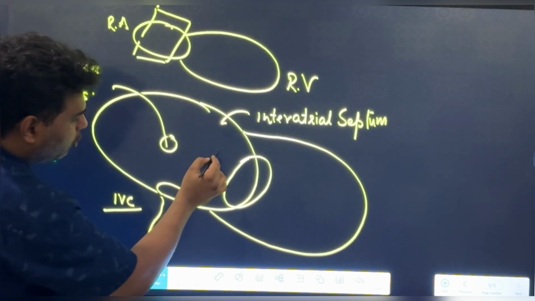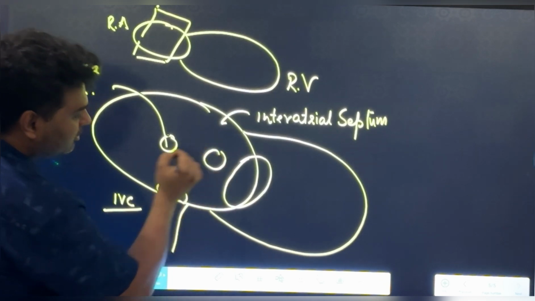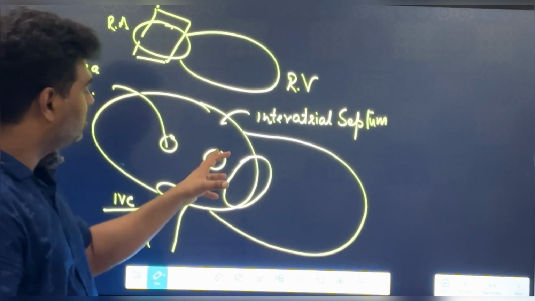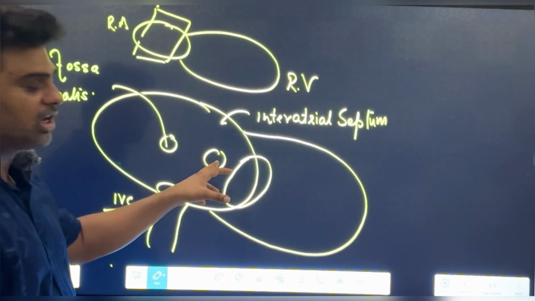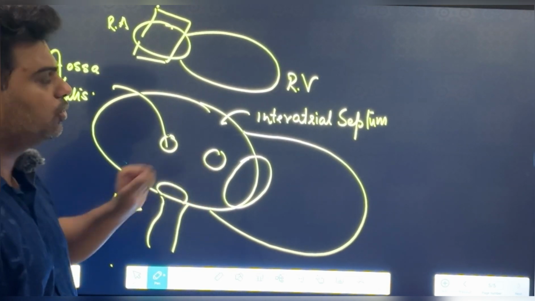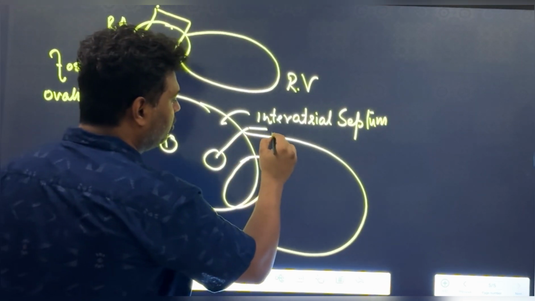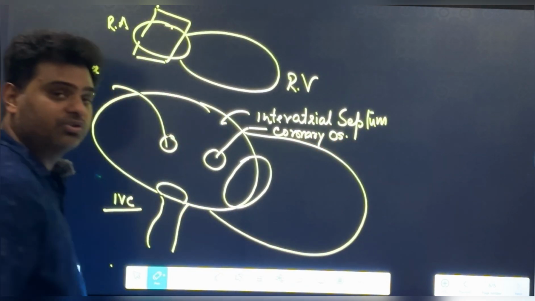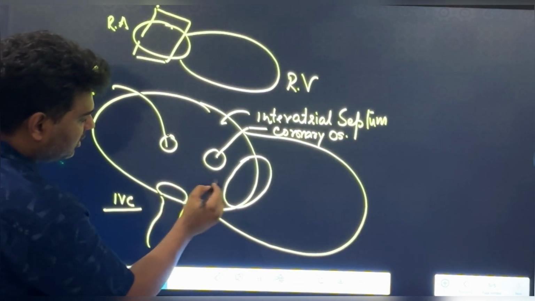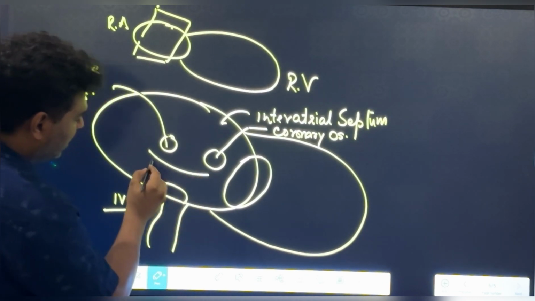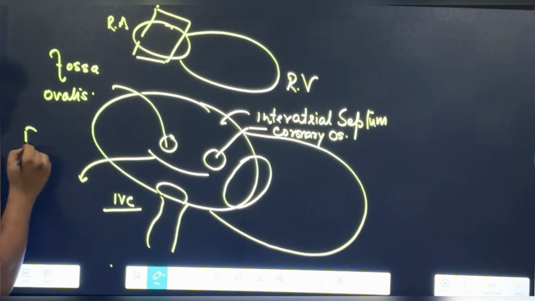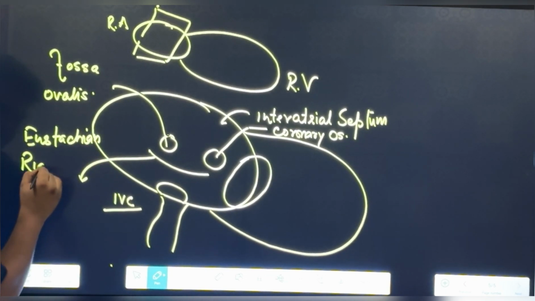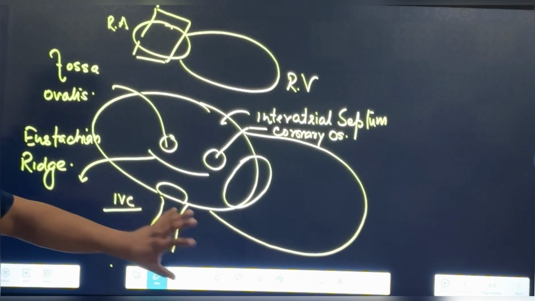Also, there is an opening of coronary sinus here, from where all the deoxygenated blood from the heart, myocardium, endocardium is collected. It comes into the right atrium through this coronary sinus, and this part is known as coronary os. And then there is a ridge here, and this ridge is known as Eustachian ridge. So I'm again revising.